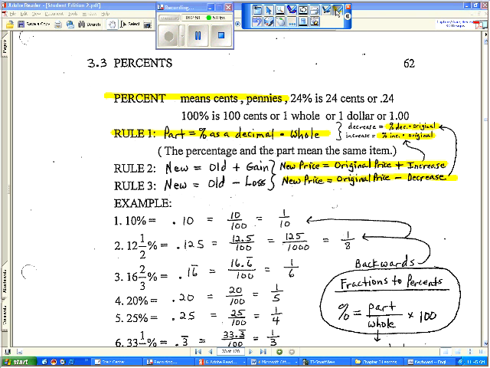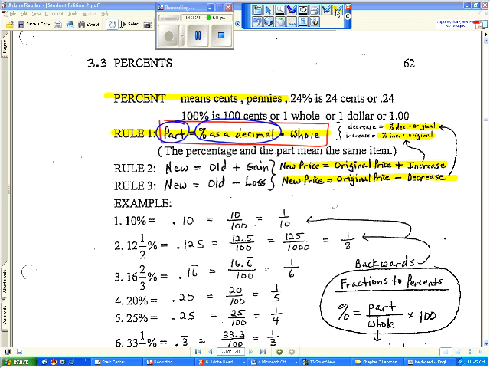Now, this is the basic definition of a percentage in algebraic form. Part equals percent times whole. When do you use that? When did we say we're going to use rule 1? If we're looking for a part, or we're looking for a percent. On my test, on the tax test, if you're looking for a part or you're looking for a percent, you're going to use rule 1 every time.